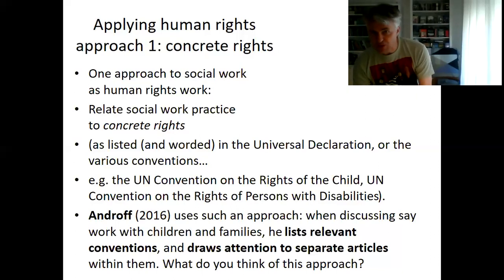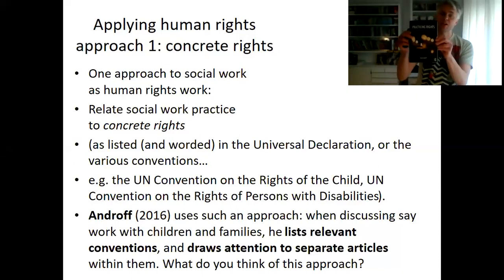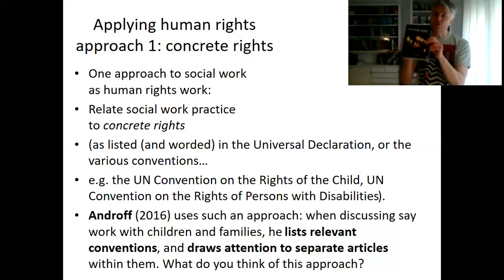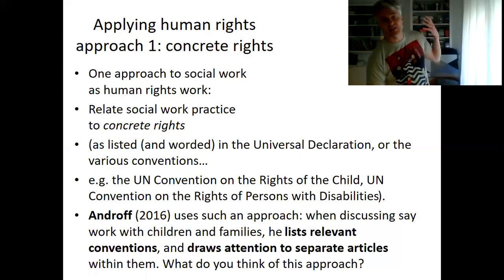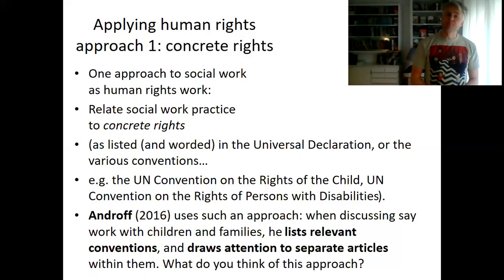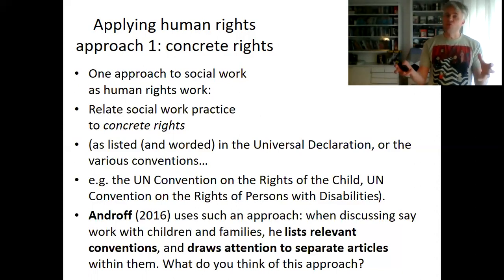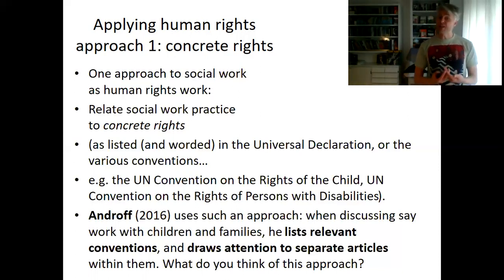And one of the books I was waving a moment ago, this particular author, Androff, uses such an approach when discussing, say, work with children and families. He looks at what conventions are relevant here. He draws attention to particular separate articles within them. And this is my next question for you with your neighbour. What do you think of this approach?